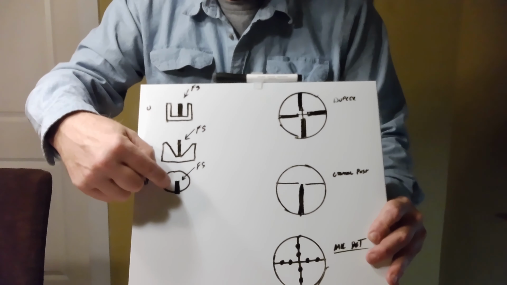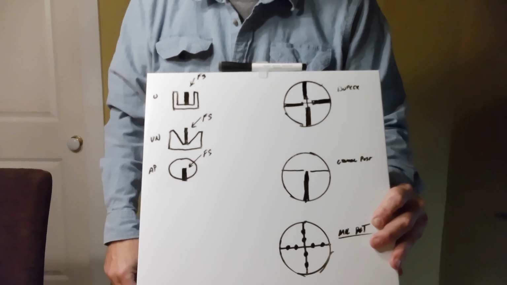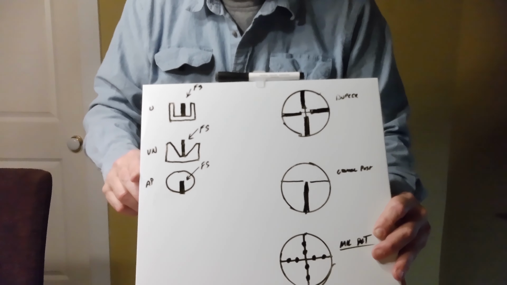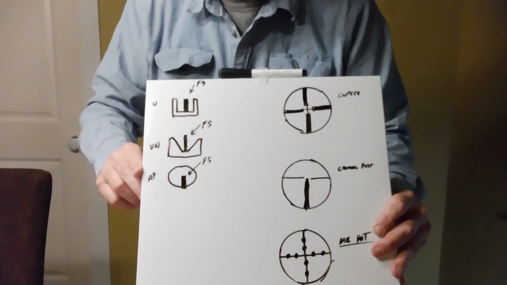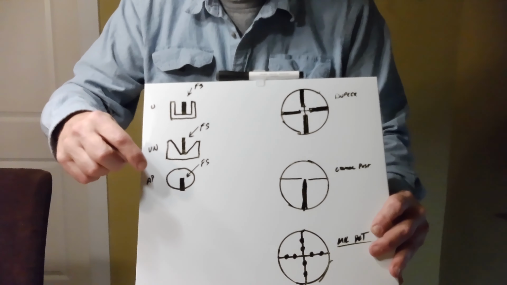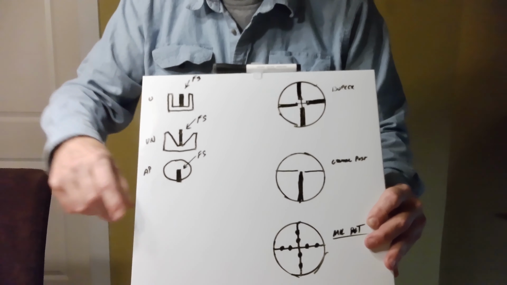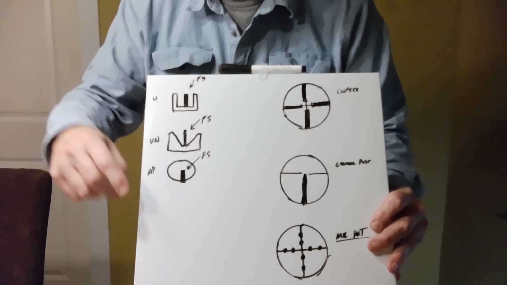The bottom one would be an aperture sight. You would find them on an AR-15. The M1 Garand has some of the finest aperture sights made. Also the M1A, M14. It's a post. The rear sight is a circle, an aperture, and you center the post in the aperture.